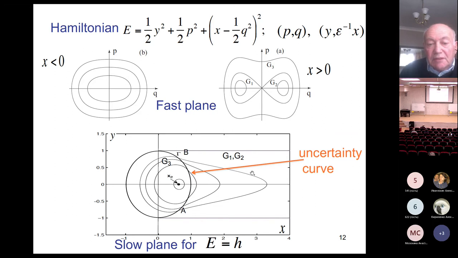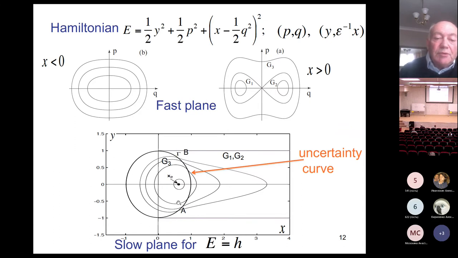We move here inside of one of the loops. Then we cross the uncertainty curve. This means that we start to move outside. Then we cross the uncertainty curve again. And this motion is periodic in adiabatic approximation.